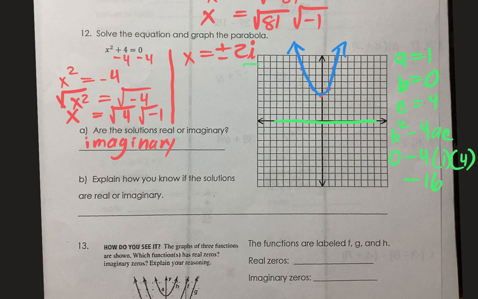All right, let's try again. B squared minus 4ac is greater than 0. No, it's not. It's less than 0. Who wrote that? Is less than 0. So we have imaginary roots. And of course, we find those roots to be plus or minus 2i, which we did earlier.